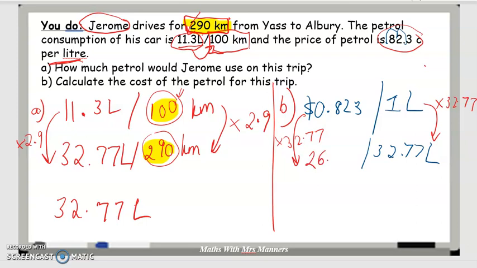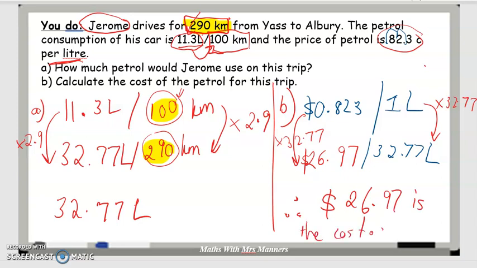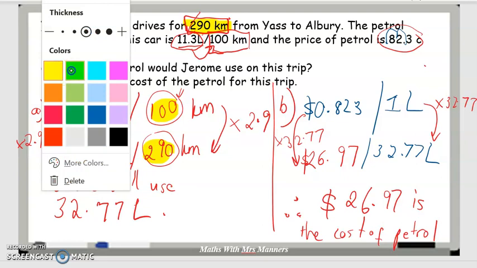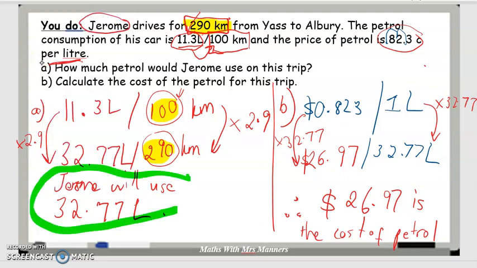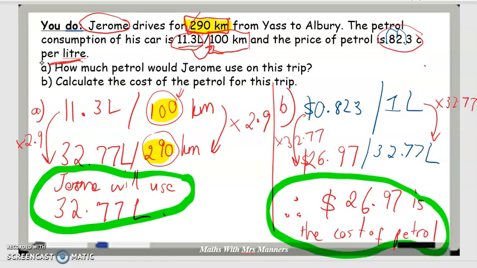Now this is money, and it's my final answer as well, so I am going to round it to 2dp, and when you do round it you get $26.97. So what's the cost of petrol on this trip? I'll just write a quick therefore, that's the cost of petrol. And over here I'll also say how much petrol will Jerome use. Jerome will use 32.77 litres. With a word problem, it really is important to make sure you give your answer in words as well. So it doesn't have to be long, but something that really does answer the question is quite important.